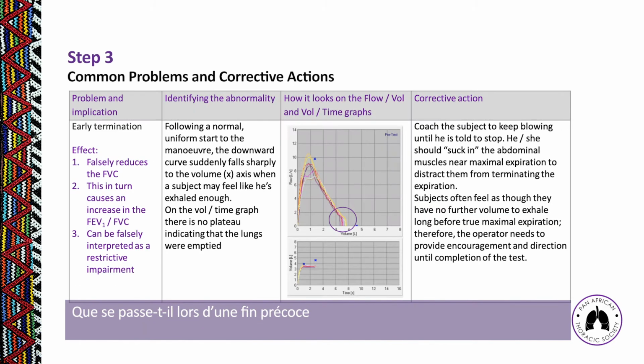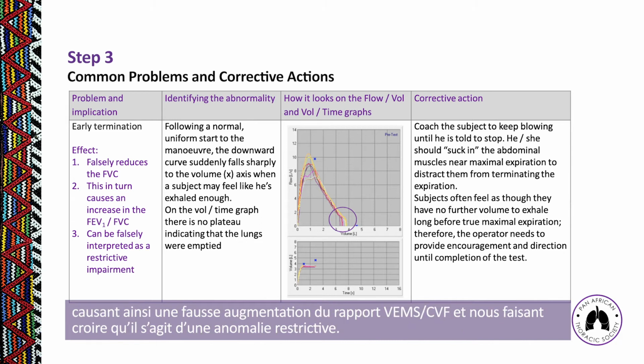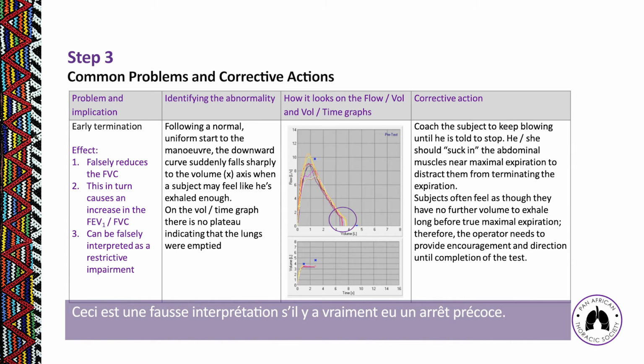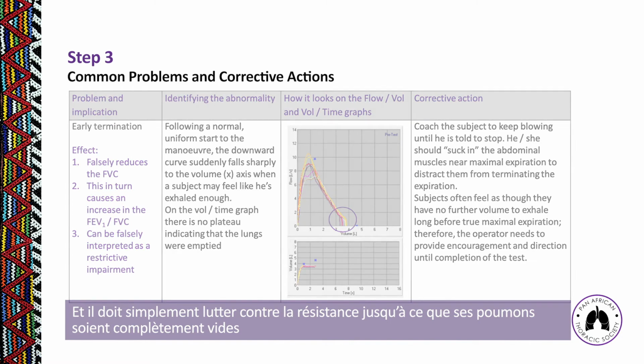What happens in early termination? If the patient simply stops blowing before the lungs are empty, this will cause a falsely reduced FVC, and in turn will cause the FEV1/FVC to be increased, leading us to think that this is a restrictive impairment, and this is a false interpretation if there is indeed early termination. So, coach the subject to keep blowing until he is told to stop, and they should just keep forcing against that resistance until the lungs are absolutely empty.